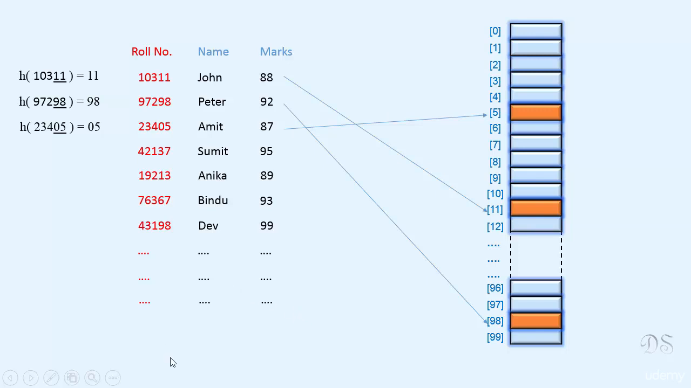Now retrieving a record is also simple. If we want to access the record of a student with this roll number, then first we generate the address using the same hash function. Now we can directly go to index 98 and retrieve the record. So this is how hashing is done, and records are stored and retrieved from a hash table. Now while using a hash function to generate addresses, we can encounter a problem. In the next lecture, we'll see what that problem is.